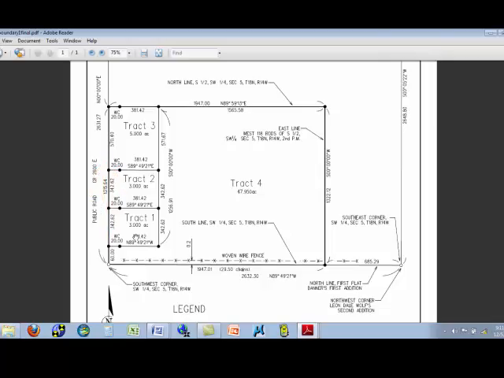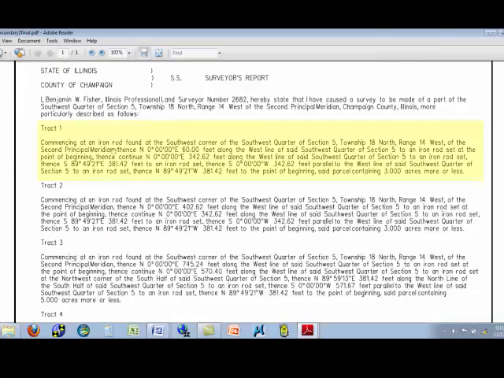beginning on each tract. We run north along the west line 60 feet to an iron rod set at the point of beginning, and then we continue along that west line to another iron rod set, and then we go east a certain distance, in this case 381.42, then south 342.62, parallel to the west line, and then back to the point of beginning in the parcel containing 3 acres.